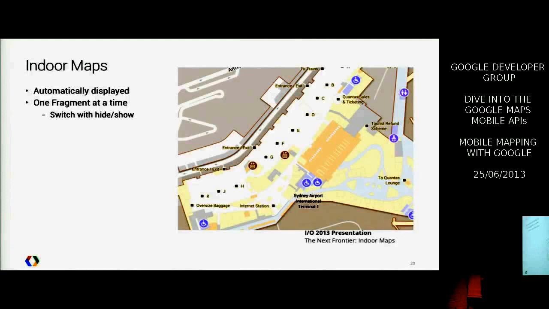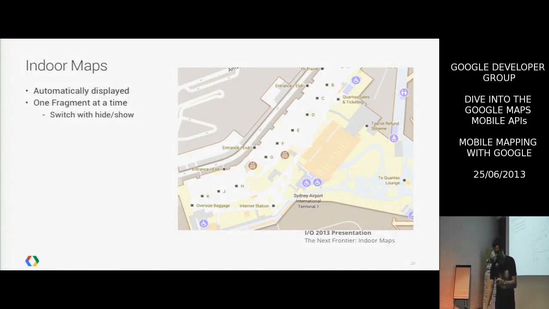The new maps are fully featured. You get indoor maps by default. You also get a whole bunch of things that weren't in the V1 API, like simple things like gestures, like double tapping to zoom in. That's all there, so you don't have to code that again. Indoor maps are great, and you get a floor picker if there are multiple floors.